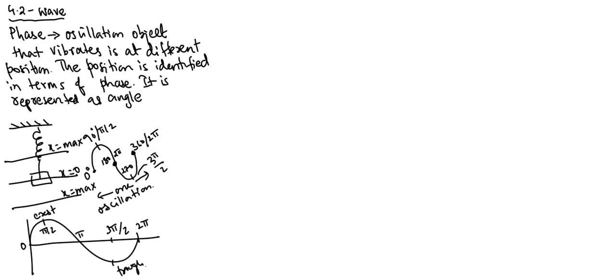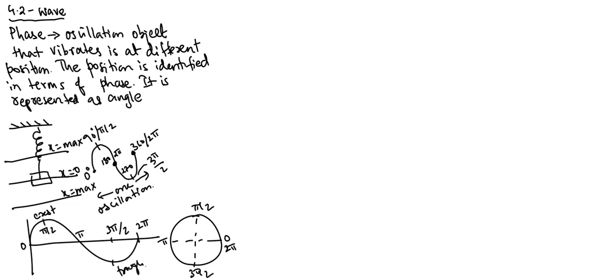So this can now be shown in a circular structure. This is how your oscillation can be represented: 0 degree, pi by 2, pi, 3 pi by 2, and then back again to 2 pi, one oscillation here. These positions are called phase.